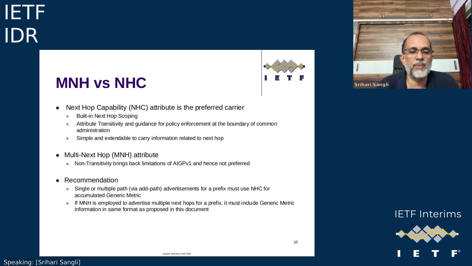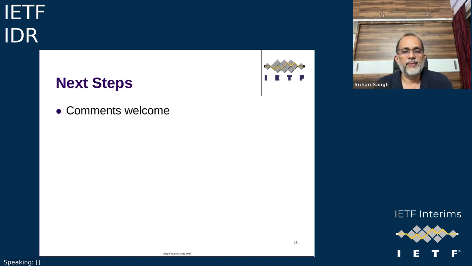So the recommendation from our perspective is, if there is a single path or multiple path advertisements for a prefix, it must use NHC for the accumulated generic metric to be propagated across the domain. And in case MNH evolves, and as it carries all the next hop related information along with it, we would want the MNH to carry similar encoding. So coding and implementation will be a lot easier to encode the generic metric.